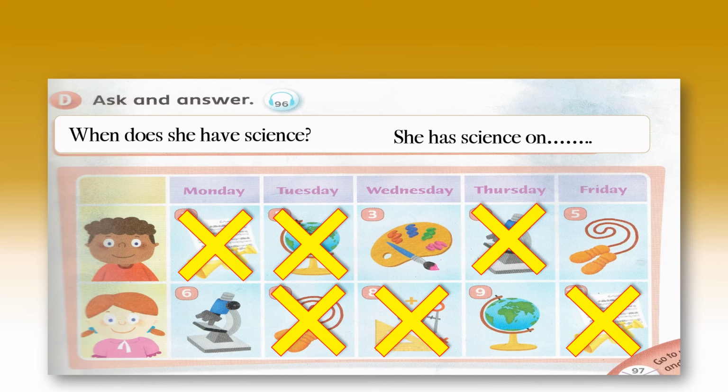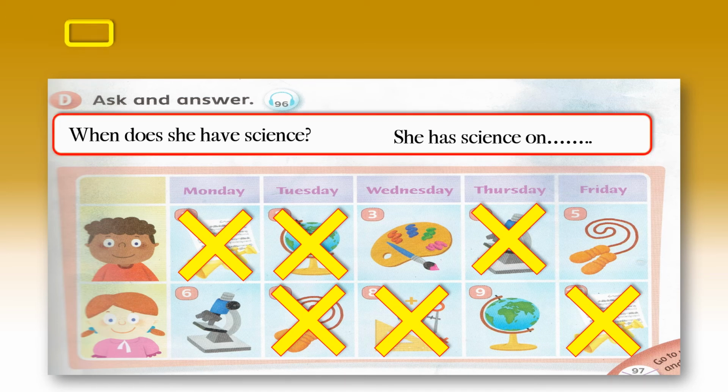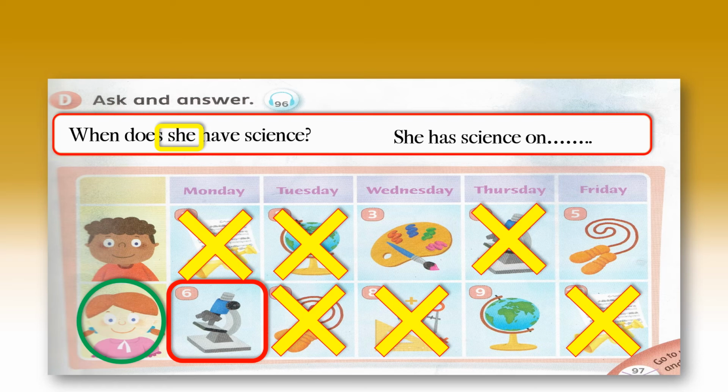Okay, is this getting easy now? Yeah. I think the most difficult thing is remembering the names of the subjects, but you have pictures to help you. Anyway, let's look. When does she have science? So we're saying she. So that's the girl. What's the answer? She has science on, well, where's science? Number 6. She has science on Monday. She has science on Monday.